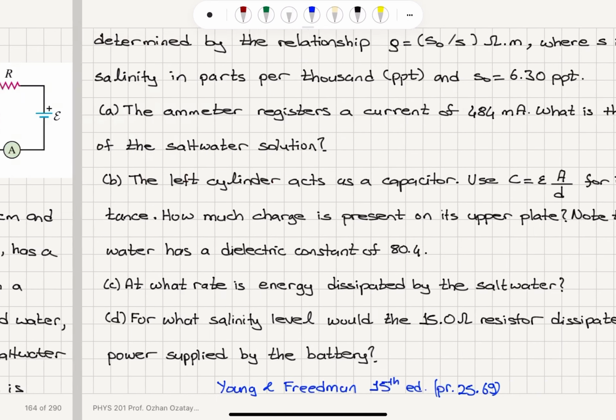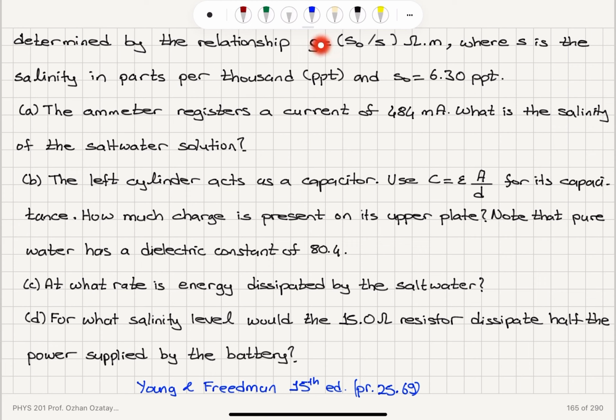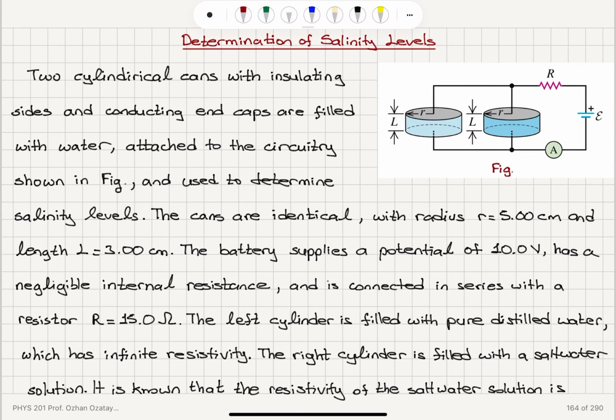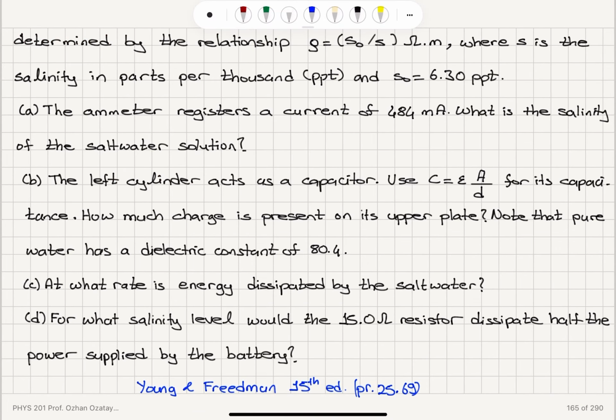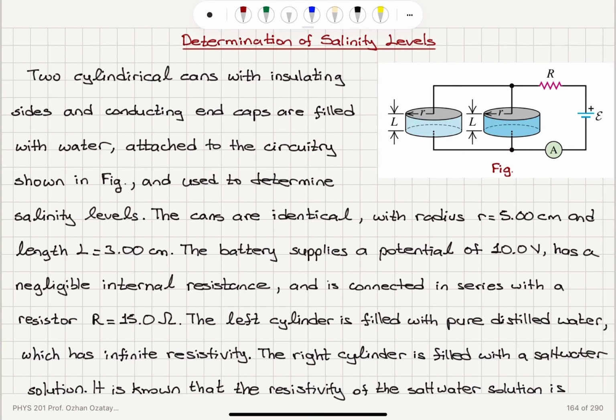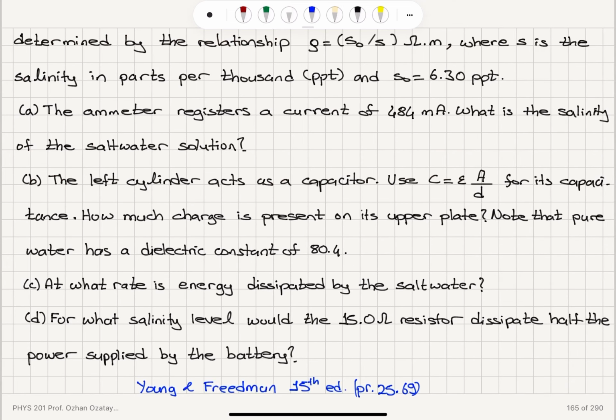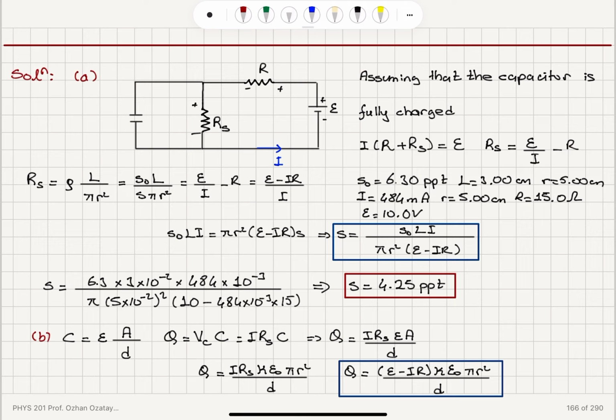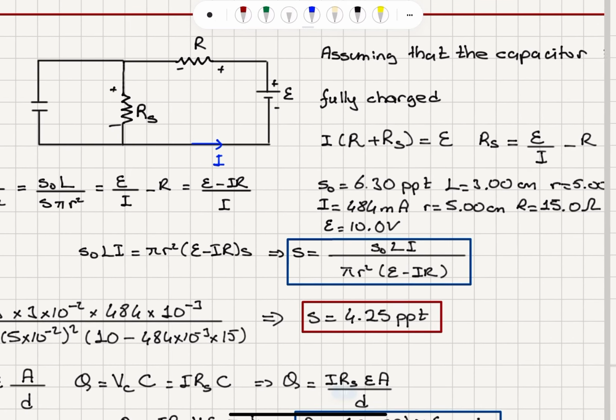It is known that the saltwater solution resistivity is determined by S0 over S, where S is the salinity level and S0 is 6.3 ppt. The dimensions are the same. R is the radius, L is the length, and epsilon is the EMF provided by the battery, where the battery has no internal resistance. It's connected to a resistor with resistance R. First, we know that the ammeter measures a certain current here, 484 milliamps. We want to know the salinity of the salt water.